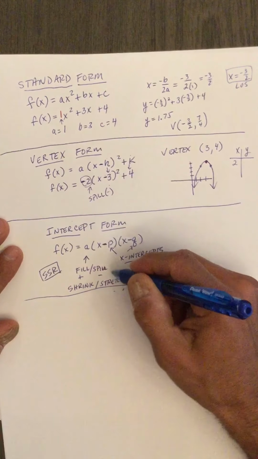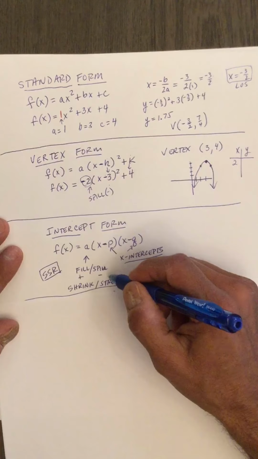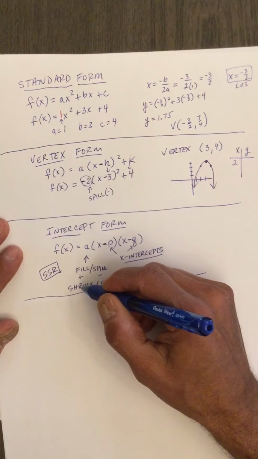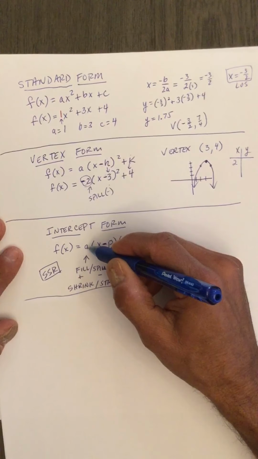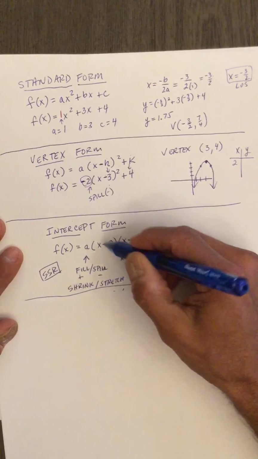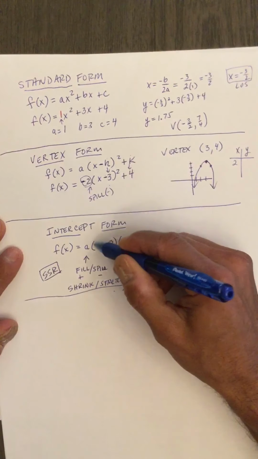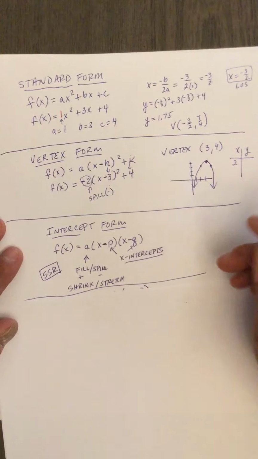So when you stretch, that means it's going to get thinner, okay? It's going to get thinner. A shrink means it's actually going to get wider. So if this number right here is a number like 8, that means it's going to be kind of wide or fat. If this number right here is like 0.5, then it's going to be a stretch. It means it's going to be very narrow, okay?